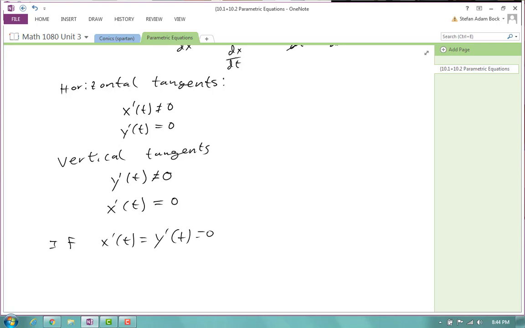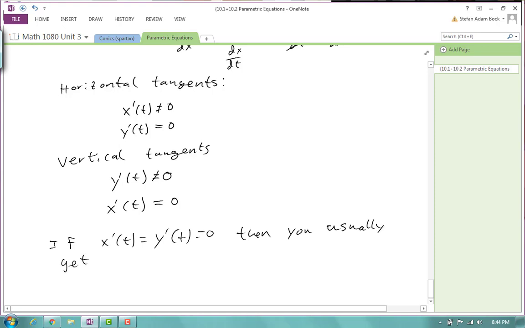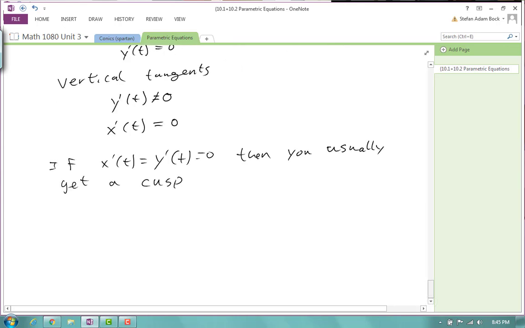You might not always have a cusp, depending on the particular values, in which case you're going to have to find a limit, but generally you're going to end up with a cusp. And the reason for that is the x's are going like that, the y's are going like that, so you're going towards the spot and then away from the spot.